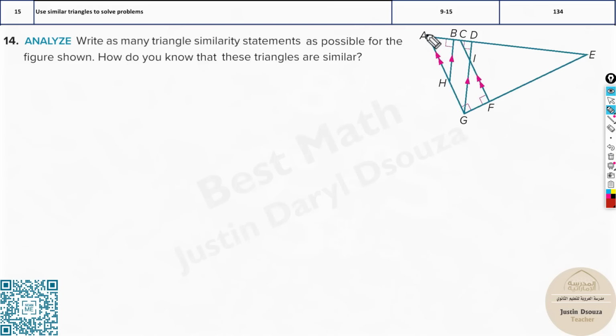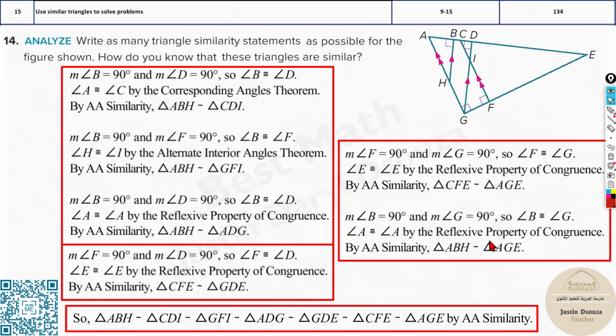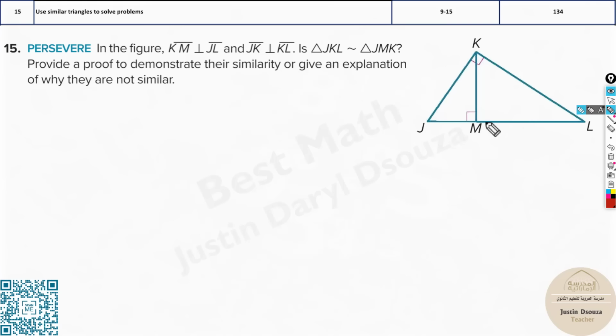Same way, let me go with the other one. This and this and this I can take. I know A is common for both this and the smaller one, and then there's 90-90, so it's similar because of AA similarity. What about this one here? Those triangles. Now this is similar over here, having an E common because the whole triangle and this one have the same E and 90 degrees. So whenever you have 90 degrees and a common angle, you can easily tell they are all similar because of AA similarity. That's the answer.